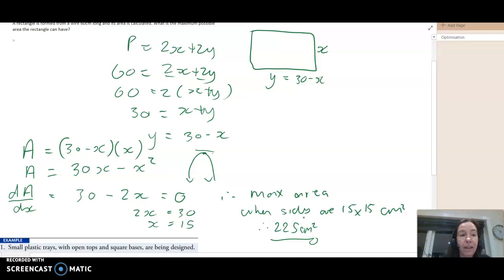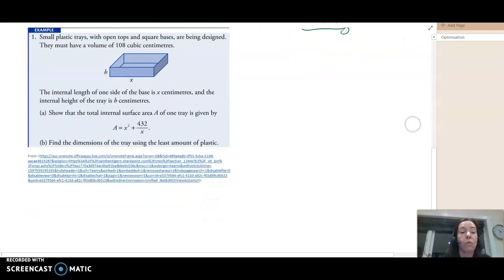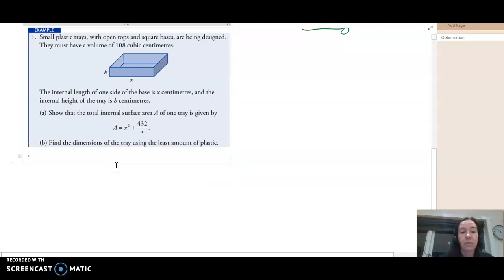I will show you another example, although to be honest this next one is a bit more difficult, and it's probably not really what you need to be worrying about at the moment, but it's good to have a look. If you can do the really difficult ones, then you're able to do anything.